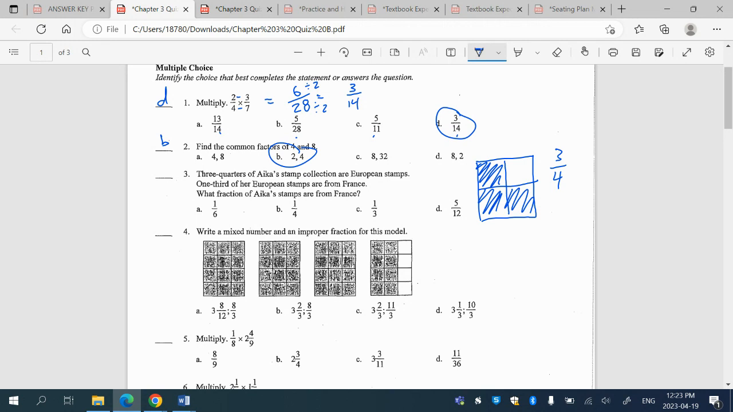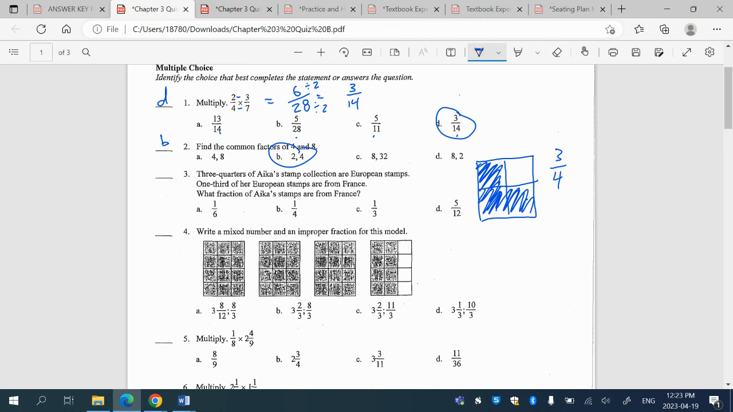This is important to think about: do we want this number to get bigger or smaller? Are we going to end up with something that's bigger than this or smaller than this? We're going to end up with something that's smaller than this. And I guess all of the answers are smaller.